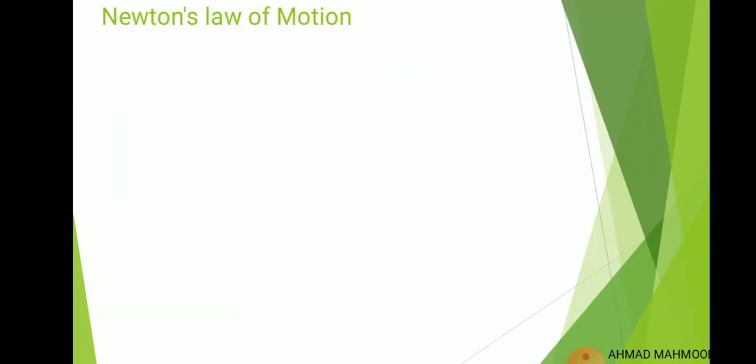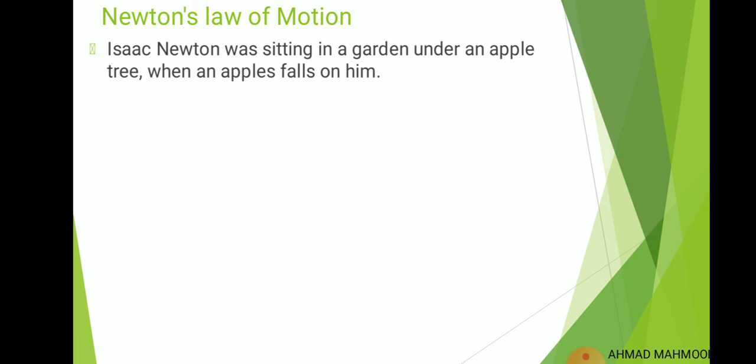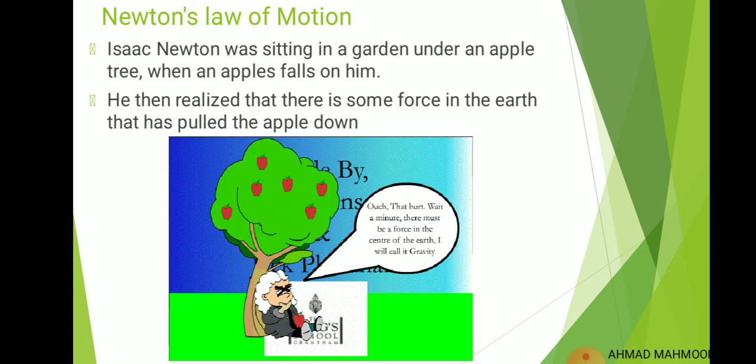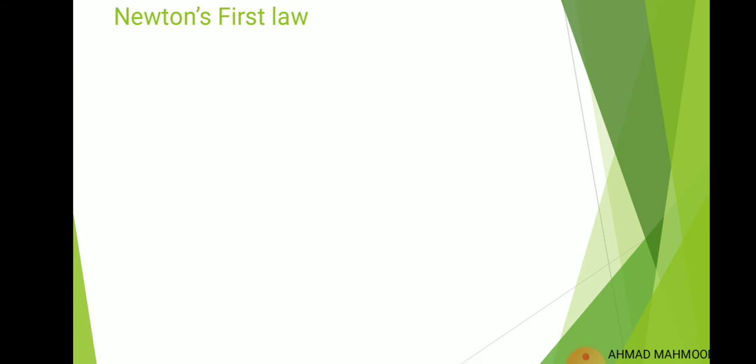Newton's laws of motion. Isaac Newton was sitting in a garden under an apple tree when an apple fell on him. He thought that there is some force in the earth which is pulling this apple downwards. So the first law of Newton states that, what is the first law of Newton?